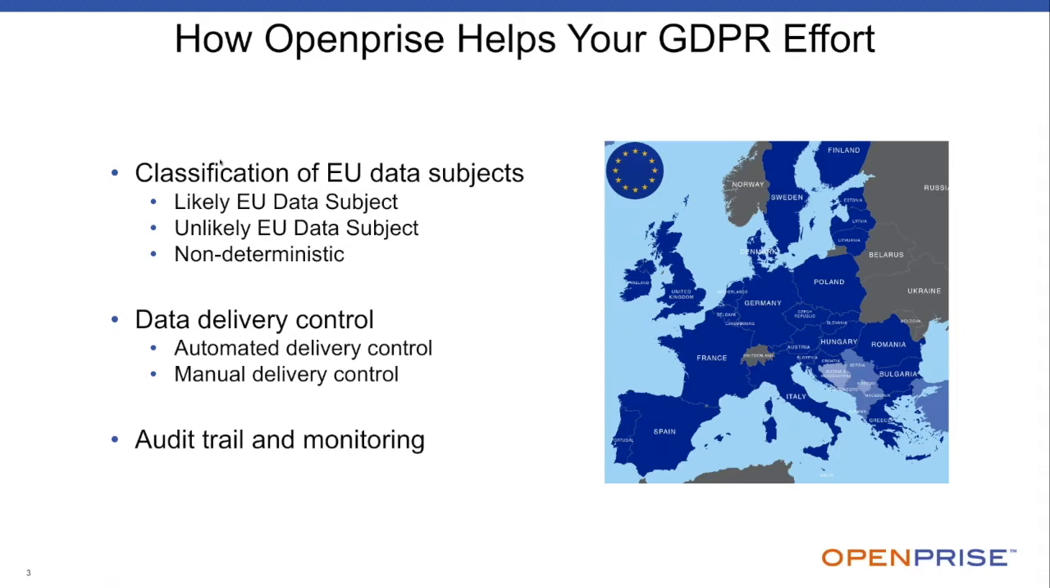Once you have each record properly classified, you can automate the processes. One of the key processes is data delivery control. How do you share data with third-party data processors? These third parties have historically gotten unrestricted access to your database, but that can no longer be the case. This applies to both automated delivery of your data as well as manual sharing of your data. We'll briefly discuss audit trail and monitoring as well.